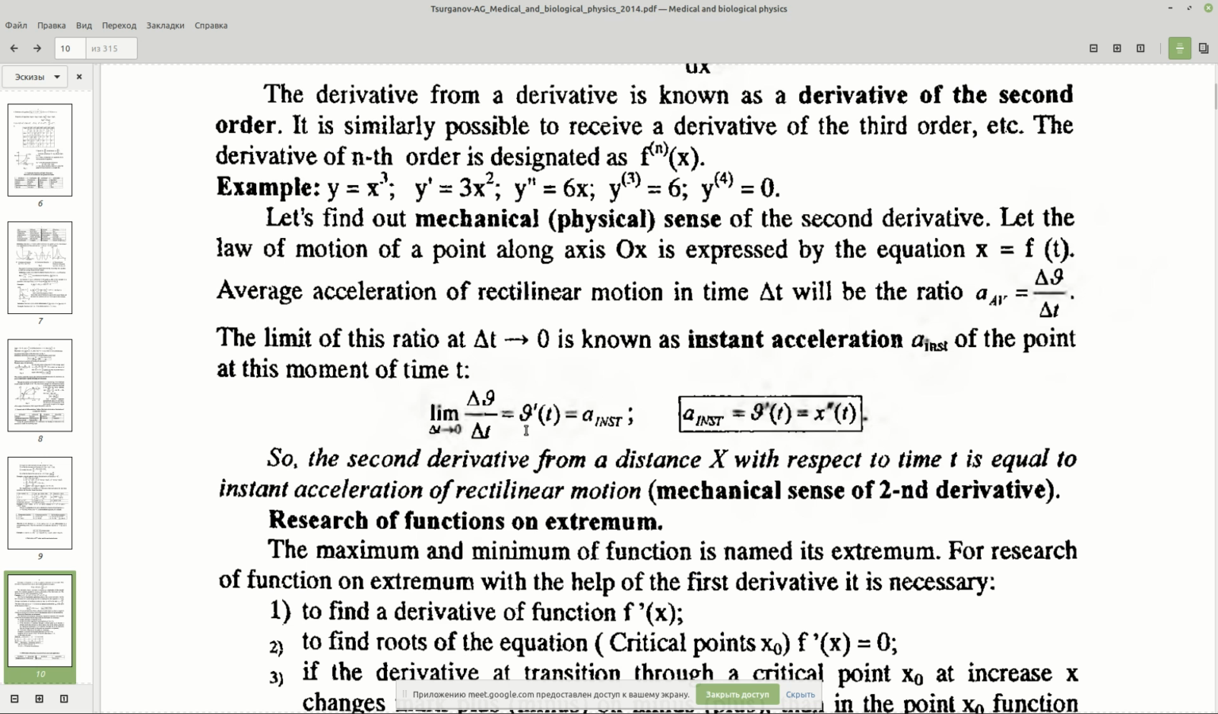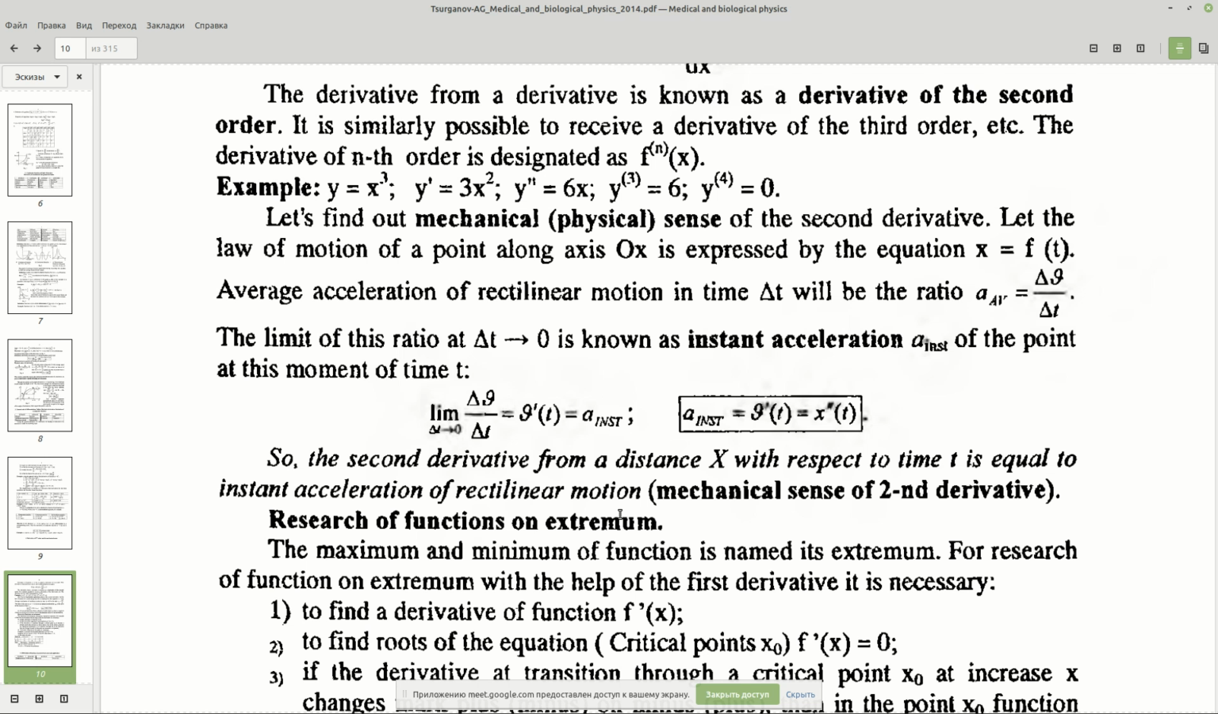So the second derivative of distance x with respect to time is equal to the instant acceleration of rectilinear motion, the mechanical sense of the second derivative. Here we need to research the function on extremum, the maximum and minimum. Maxima and minima are also Latin words; extremum is also Latin.